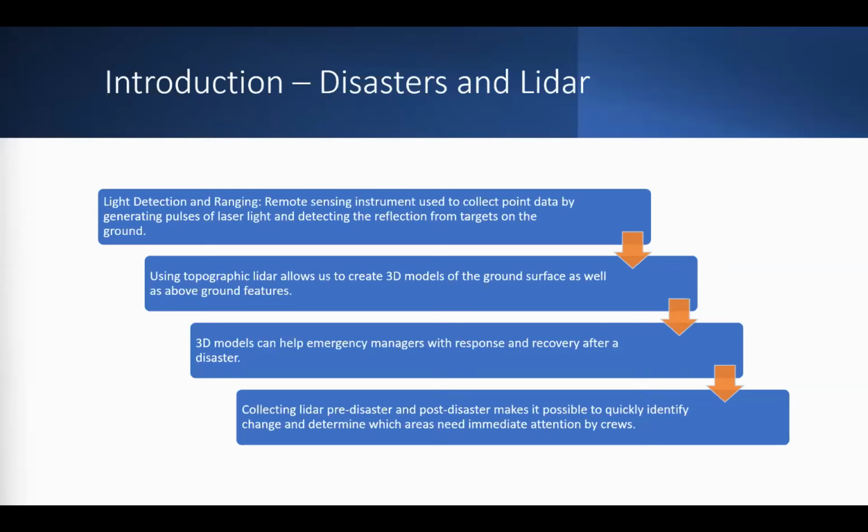These pulses contain high-resolution 3D geographic coordinates, which can then be used to create 3D models of the ground surface, as well as above-ground features such as infrastructure and vegetation. These different features have various shapes and sizes, which will reflect light back at different speeds and be used to create those 3D models.